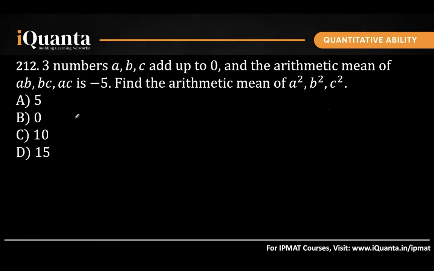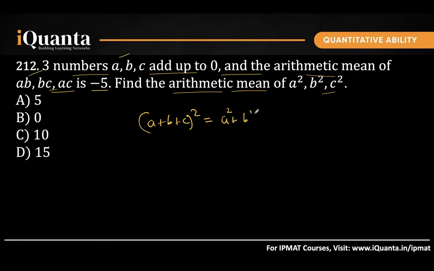Okay. If you talk about this question, three numbers A, B, C add up to 0 and the arithmetic mean of AB, BC, CA is minus 5. Find the arithmetic mean of A square, B square, C square. This can be related to the formula (A plus B plus C) whole square, which is A square plus B square plus C square plus 2 times (AB plus BC plus CA), because these are the terms that occur in the formula.